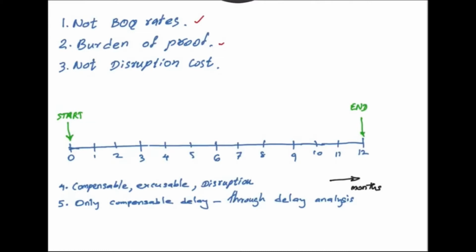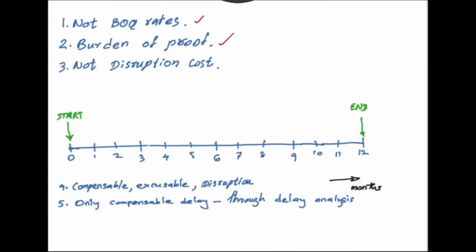And also we have to make sure that there is no disruption cost in the submission, because disruption does not affect the critical path of the project. Therefore, if there is a disruption, then that will not extend the project, and therefore disruption does not prolong the project. That means there is no prolongation cost associated with it.